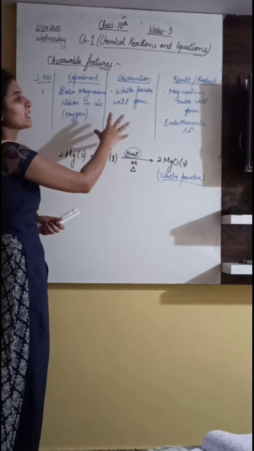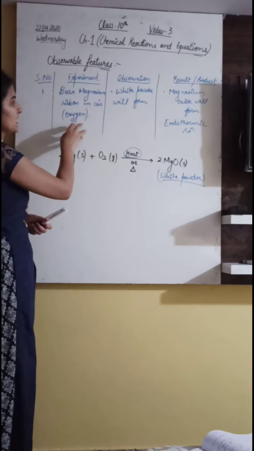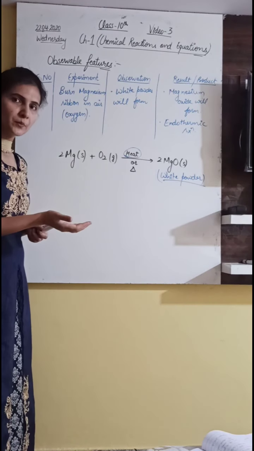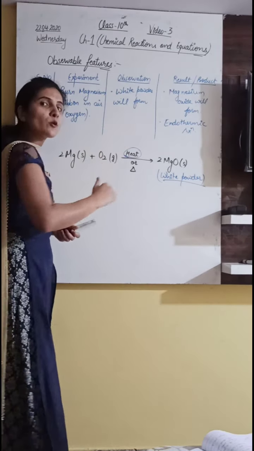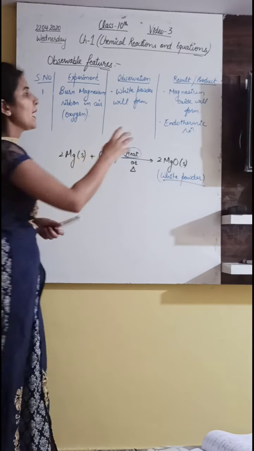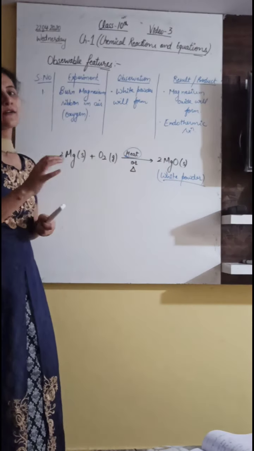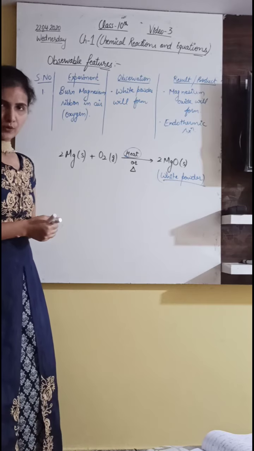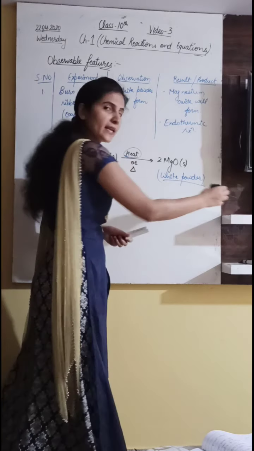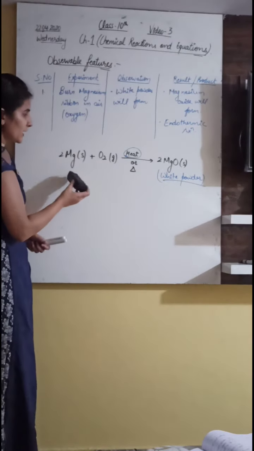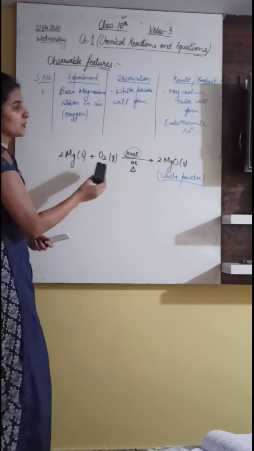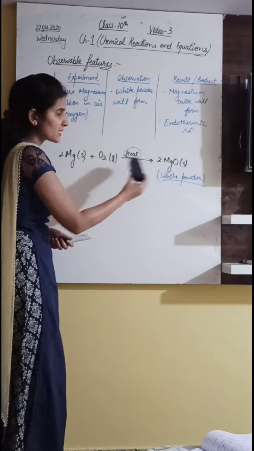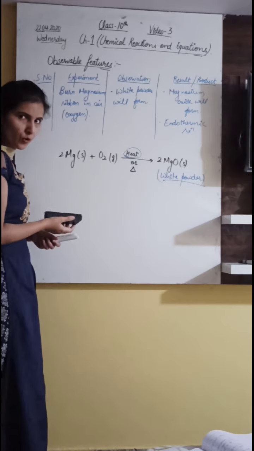So like this we can write: the experiment, what we are going to do in the beginning; the observation, what we observed during the reaction; and the result, what we conclude after performing the reaction. Okay, now move on to our next observable feature. Here we can see that a change in state takes place and white colored powder is formed.